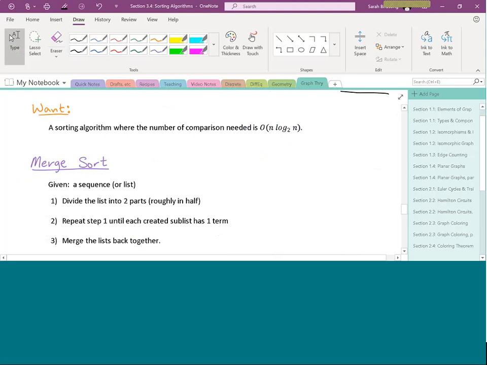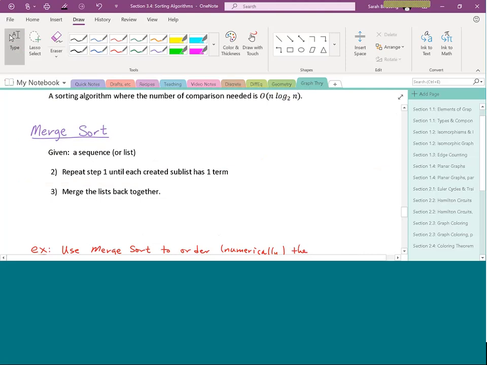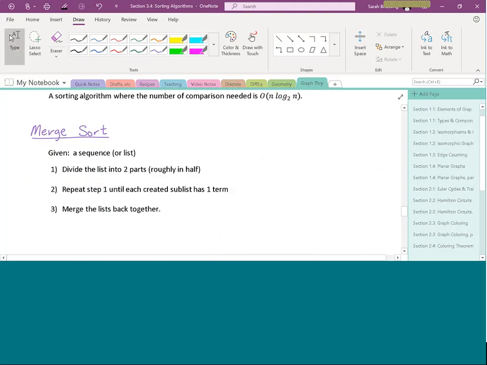All right, so we want a sorting algorithm where the number of comparisons needed is exactly order n log n. And so the thing that we're going to look at is MergeSort. So you start off with the exact same thing. All of these sorting algorithms, you start off with the same thing.